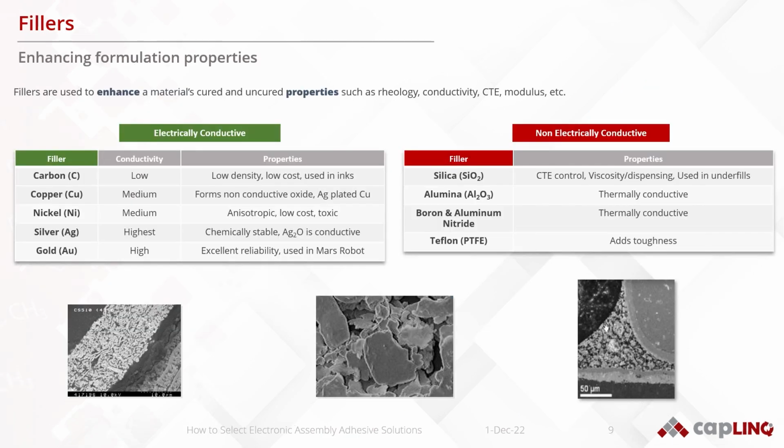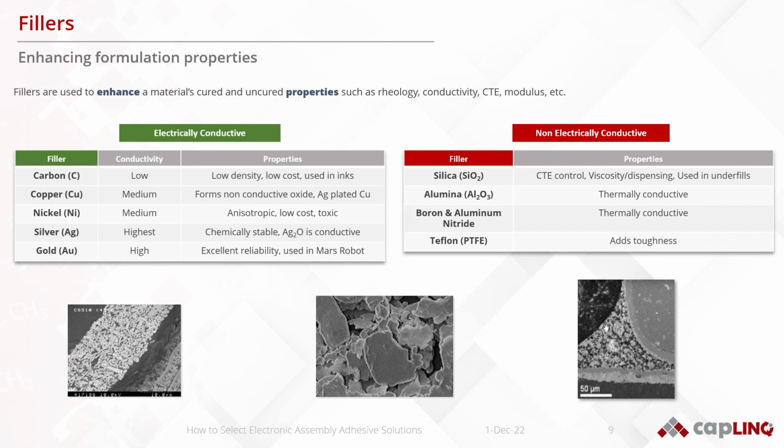If we dive into the fillers, we separate them into the electrically conductive and the electrically non-conductive portion of the filler types. The electrically conductive ones, you can even divide by the amount of electricity they can conduct. So carbon would be a lower conducting material, copper would be medium, nickel would also be medium. The best one, the highest, would be silver, also because of the oxidized form of silver. Silver oxide is still conductive, while for other metals this is not necessarily the case. And the most reliable electrically conductive material is gold, but gold has the drawback that it's very costly.